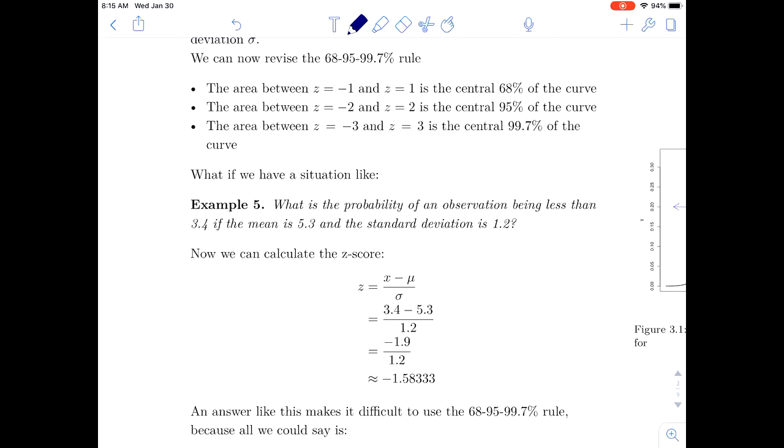So let's look at this example. What's the probability of an observation being less than 3.4 if the mean is 5.3 and the standard deviation is 1.2? So I'm giving you an observation. That's going to be our x. Just making little notes here, this will be our x. The mean is mu, and the standard deviation is sigma.